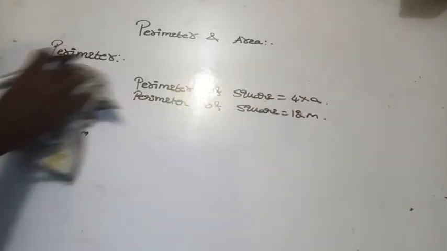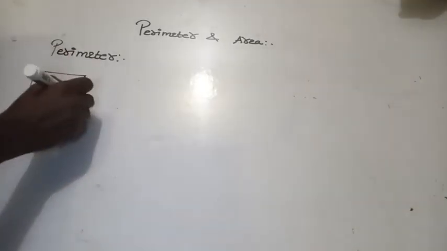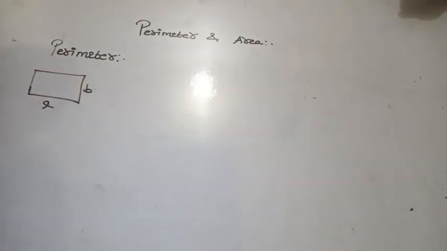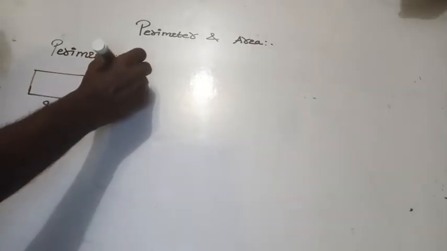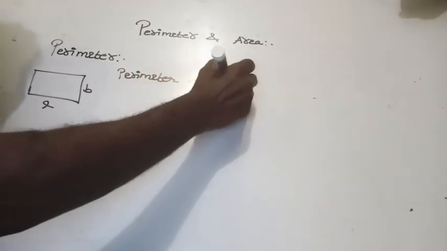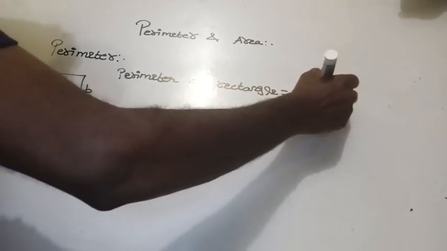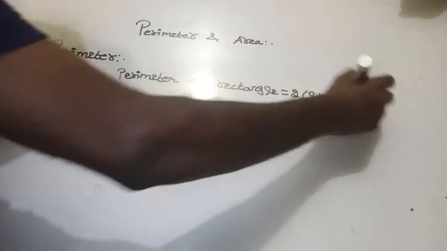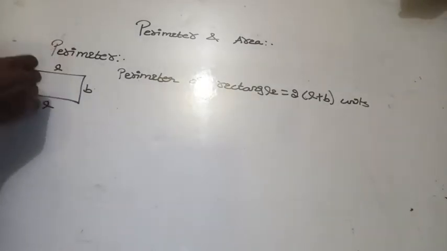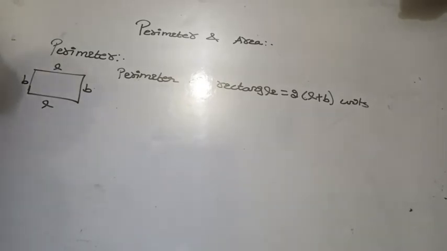Then second one is rectangle. If suppose L and B are the two adjacent sides of the rectangle, then perimeter of the rectangle will be 2 times of L plus B units. That means L plus L is 2L, B plus B is what? 2B. So 2L plus 2B, which is equal to 2 times of L plus B.